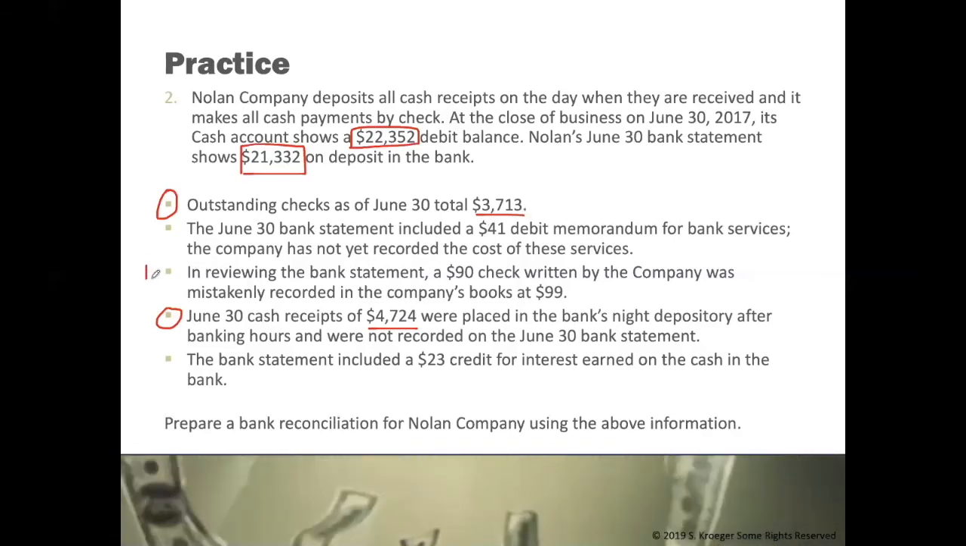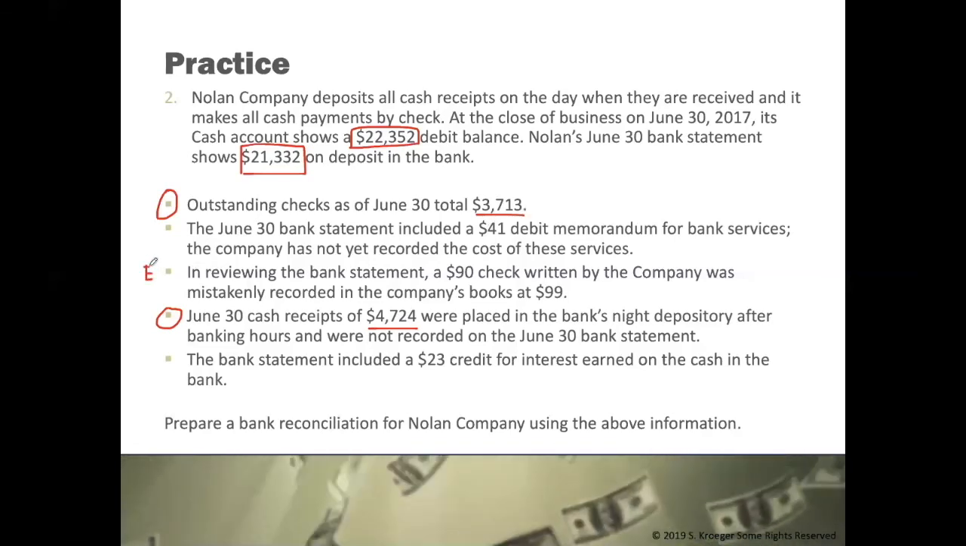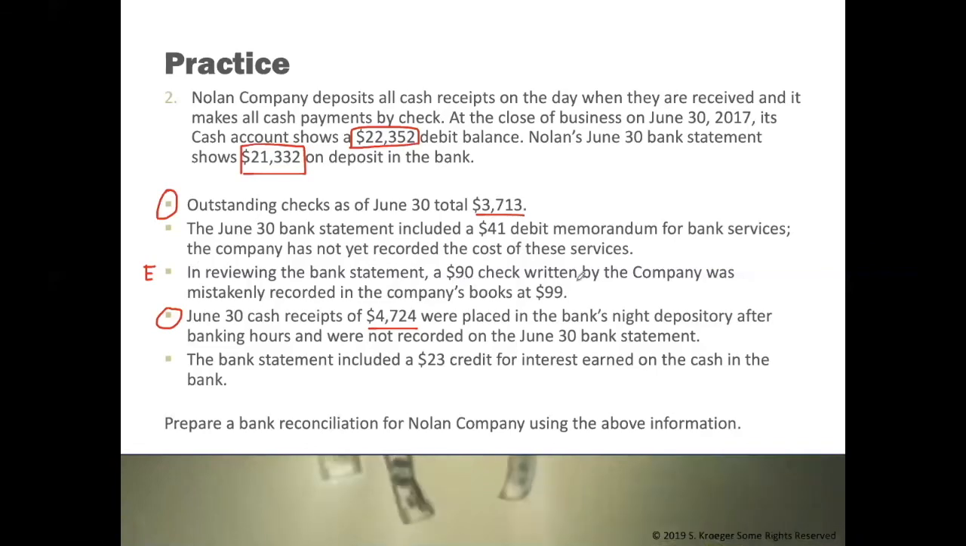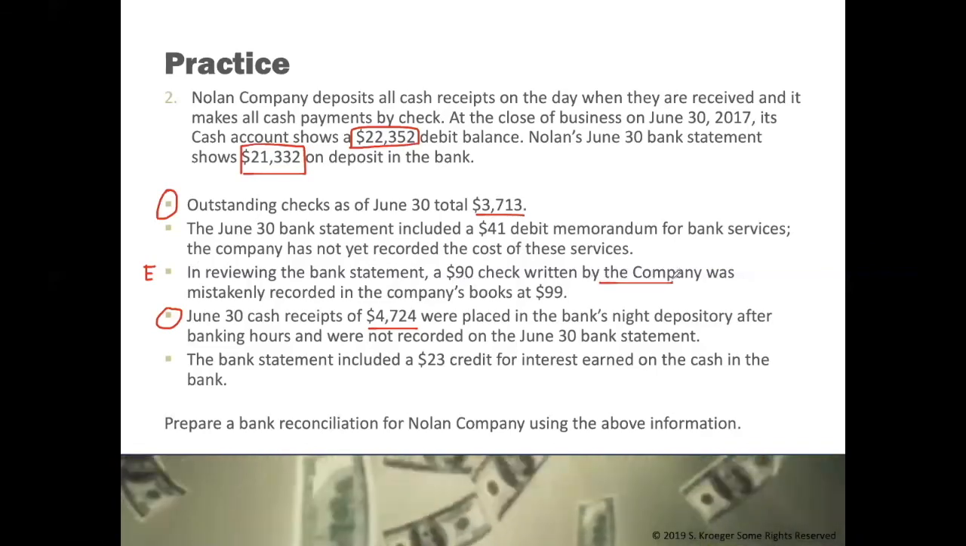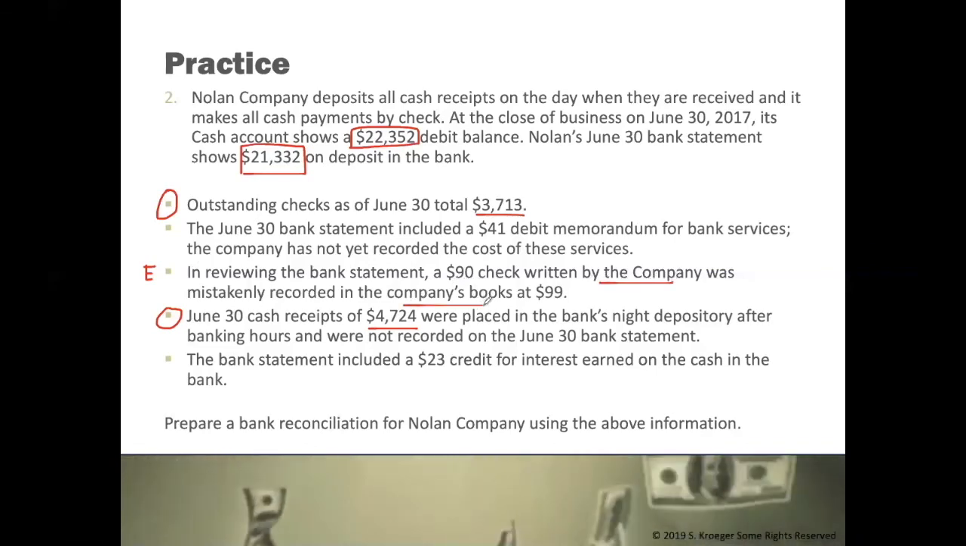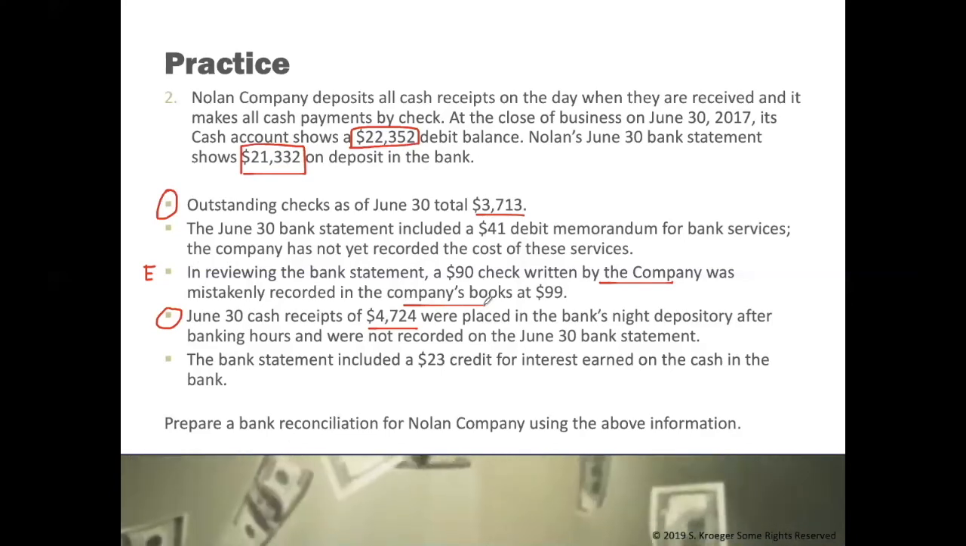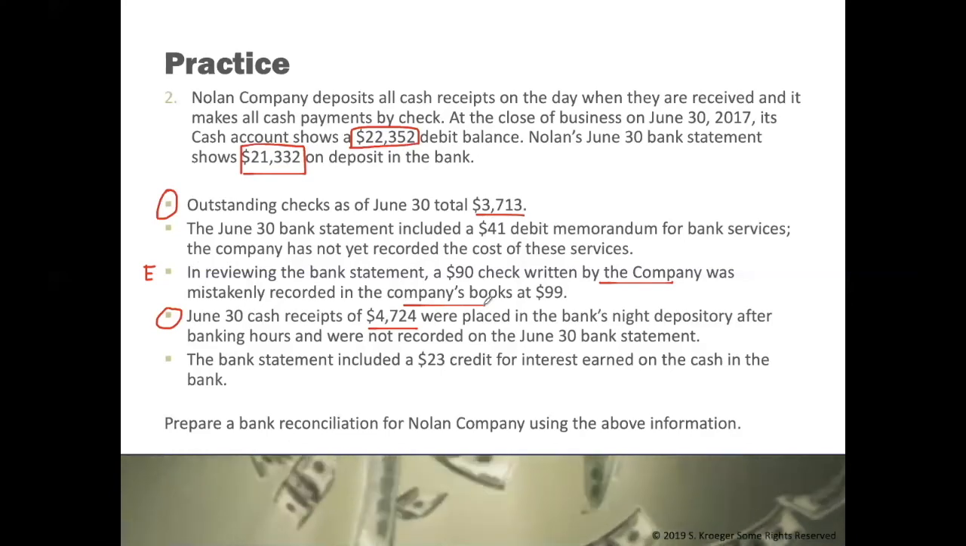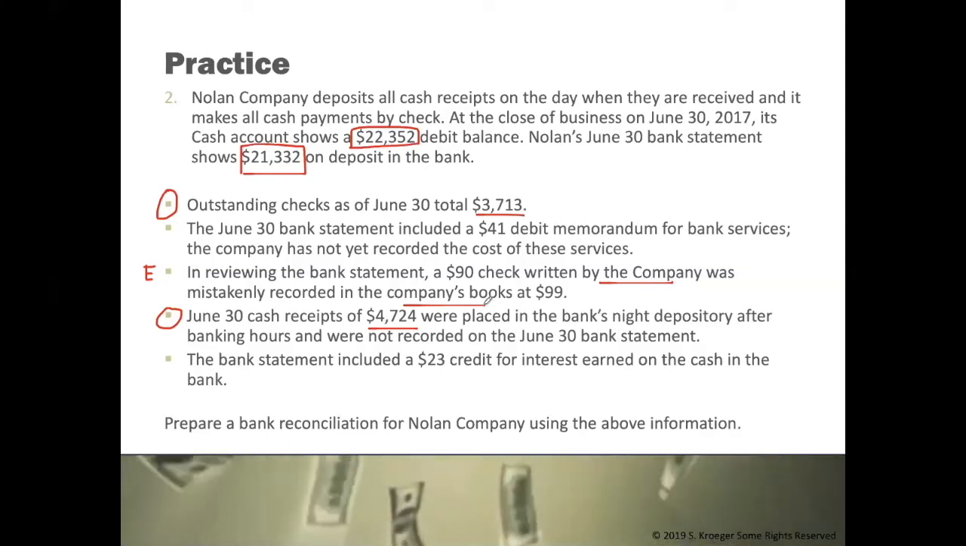The error is right here. I'll put an E for error. In reviewing the bank statement, a $90 check written by the company was mistakenly recorded in the company's books. Who made this error here? Was it the bank or was it the company's bookkeeper?